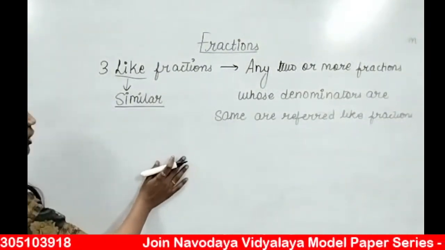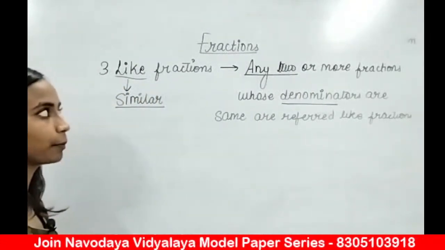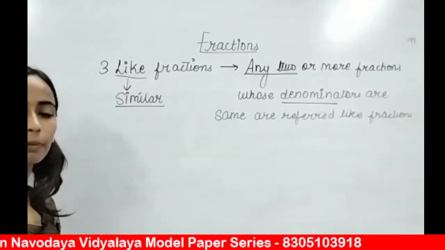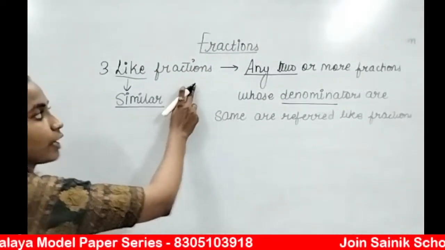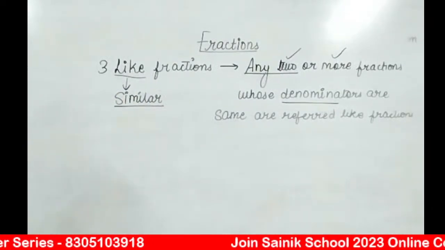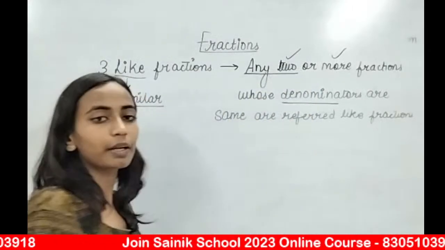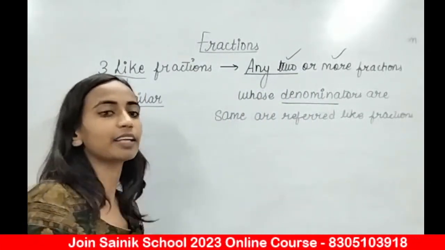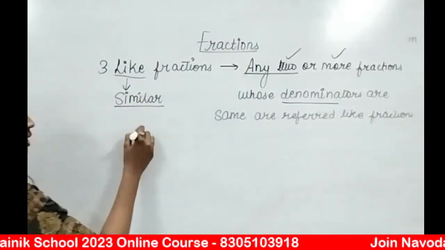So those fractions whose denominators are same. The most important thing to keep in mind is that, unlike proper or improper fractions, which we could express with a single fraction, like fractions will always be two or more. Why? Because we are comparing, and when do we compare? Whenever the things are greater than 1.